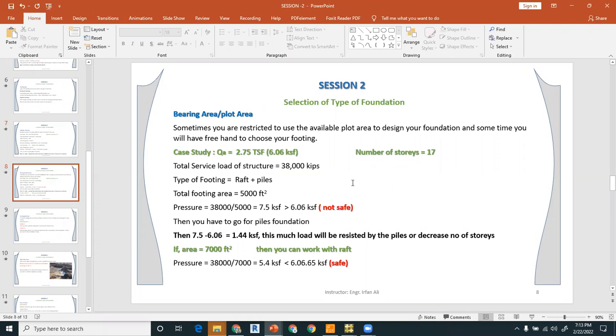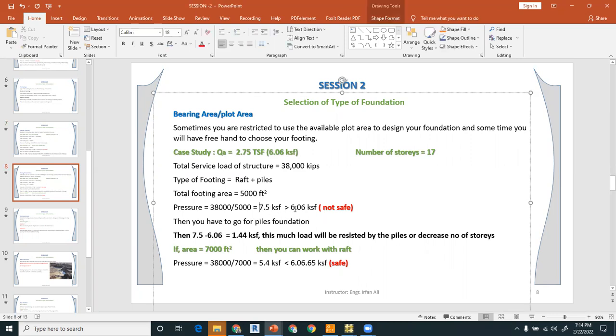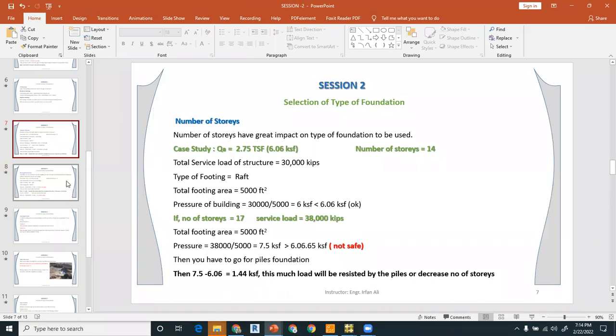So again, we have this case study. This is the previous case study for the 17-story building. If the allowable bearing capacity is 2.75, which is equal to 6.06 KSF, and the total load is the same, it is 38,000 in all of these, and the pressure is the same, which is calculated. So it is 7.5 and the capacity is 6.05. So it was not safe in the previous case, and we moved towards the piles, right?